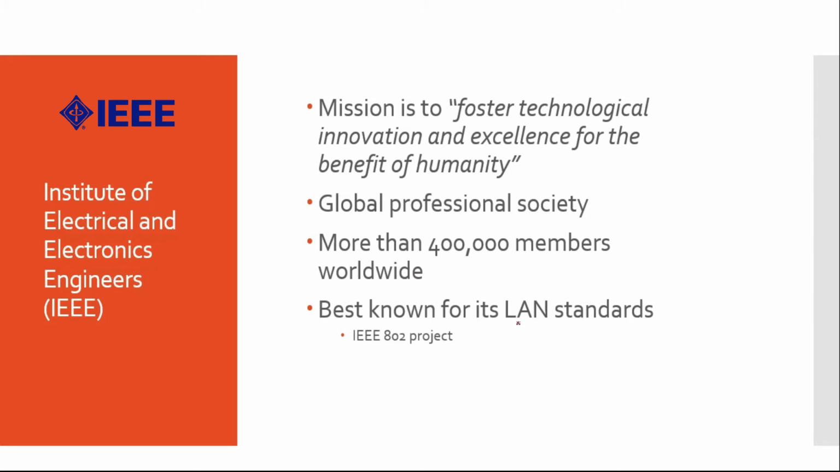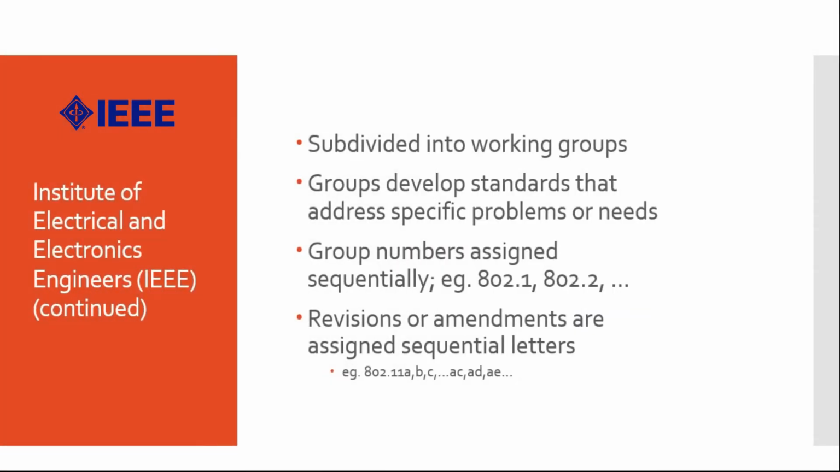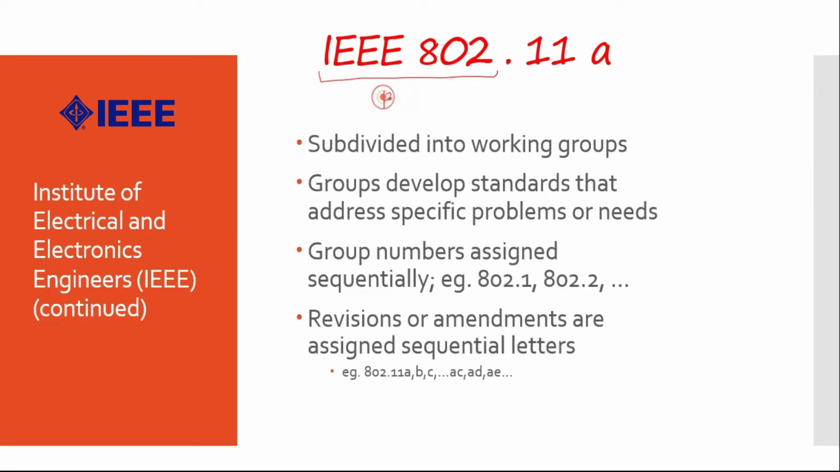Next is IEEE, best known for LAN standard. IEEE 802.11 project is for wireless LAN. You can read this slide later. I try to make it simple. The IEEE 802 represents the project. 11 represents the working group. The alphabet at the back represents the correction and amendment.